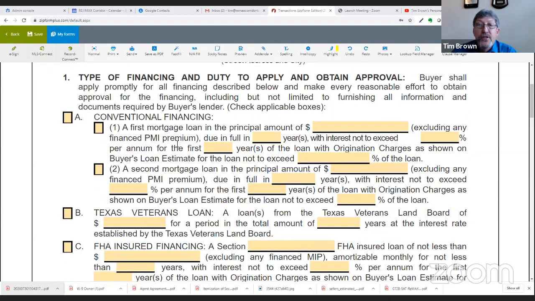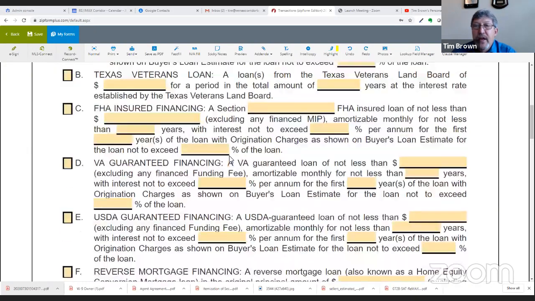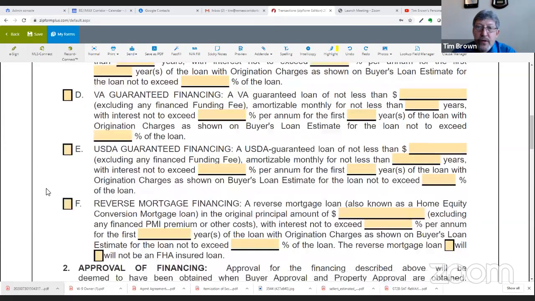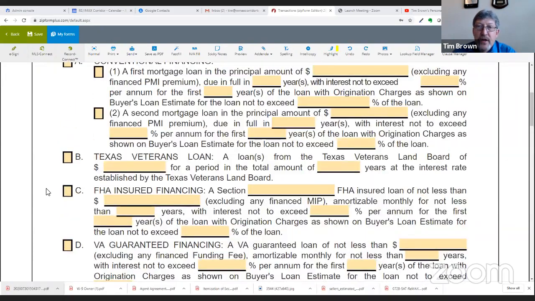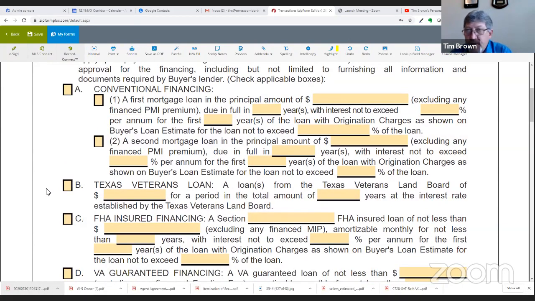All right, the general types of financing that we're going to see in our area are conventional, Texas Veterans Loan for land, FHA, VA, USDA, and although it's authorized now and they are available, I have not seen anybody do it, the reverse mortgage financing, but it is a type of financing that is available for your senior buyers. So first and foremost, we're going to spend more time on A here, conventional financing, because I'm going to go over pretty much what's going to be filled in the other options as well.